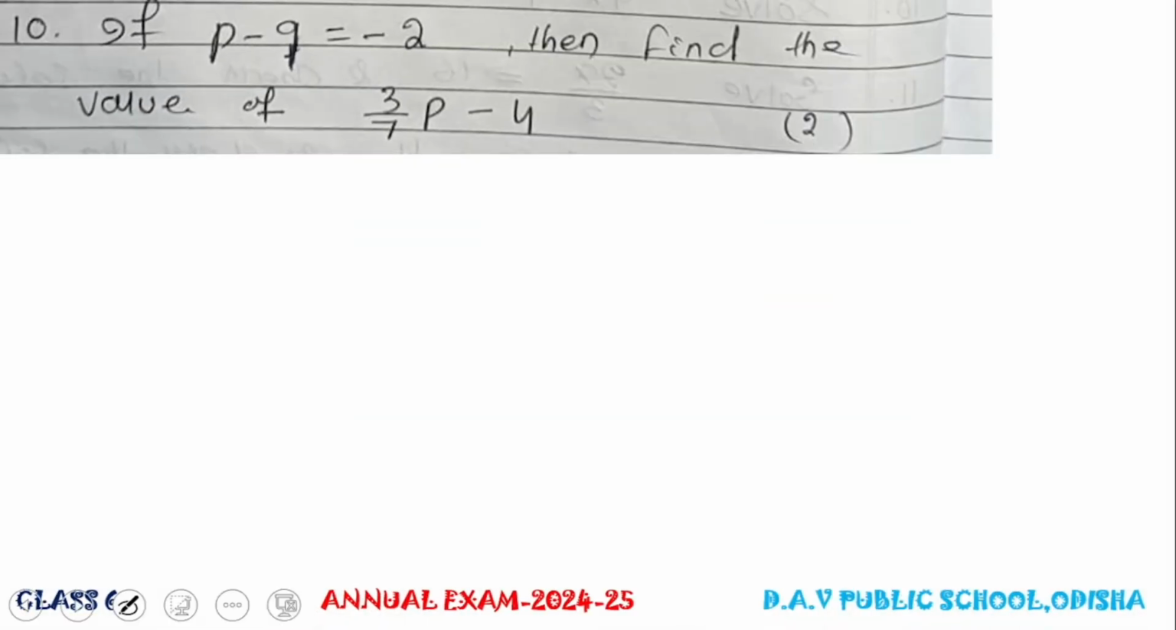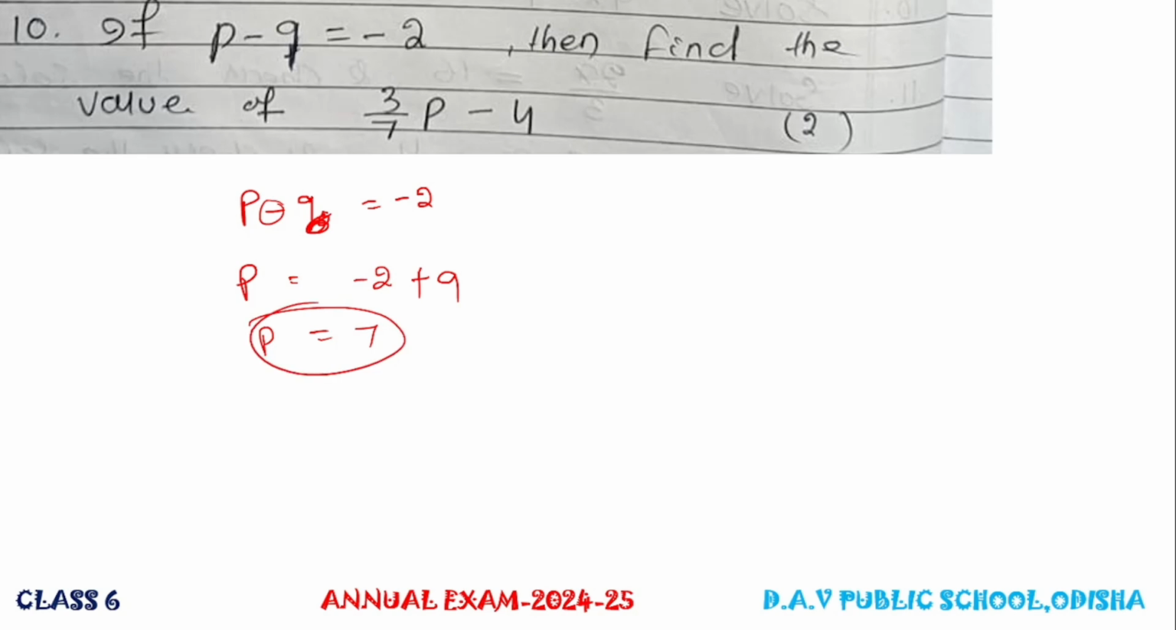If p minus 9 equal to minus 2, then find the value of 3 by 7 p minus 4. First we solve p minus 9 equal to minus 2. So what is p? Now p means minus 2. Here minus means addition, that is 9. So answer is 7. Now 3 by 7 into p value is 7 minus 4. So 7 cancel, 3 minus 4. So answer is minus 1.